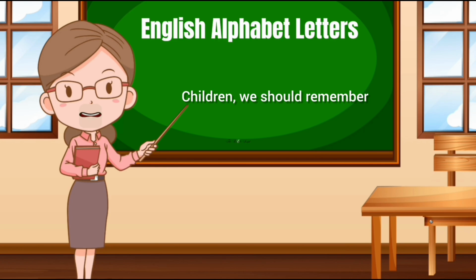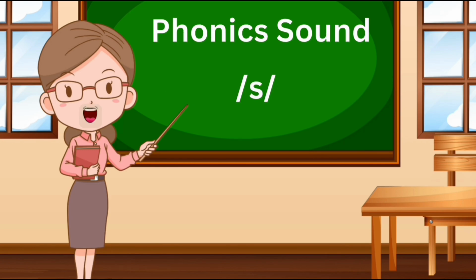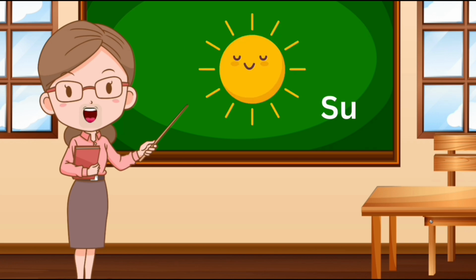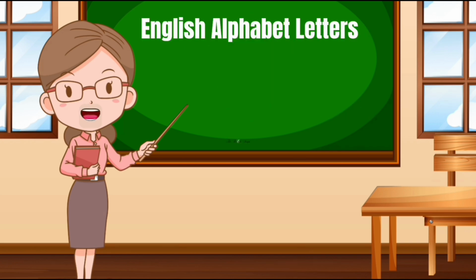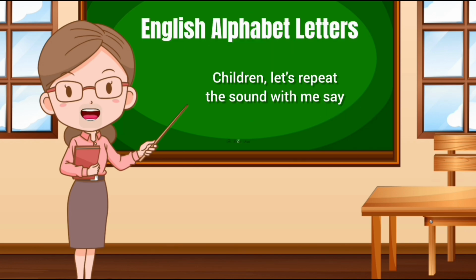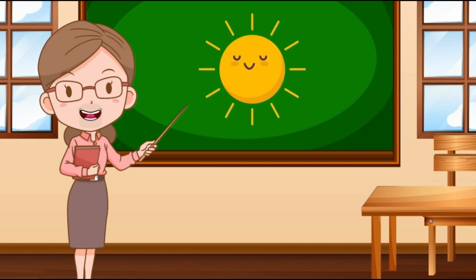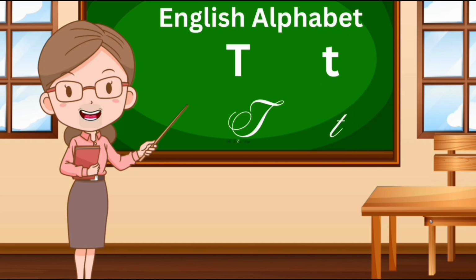Children, we should remember that letter S is a consonant sound. The phonics sound of letter S is S. S sound is used for sun. Children, let's repeat the sound with me. Say S for sun. For sun. Perfect. This is the alphabet letter T.